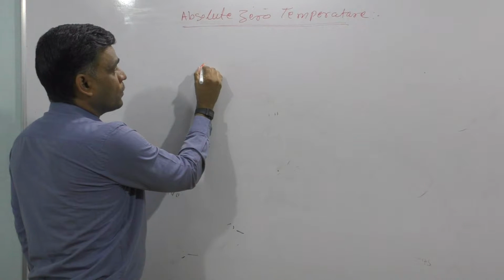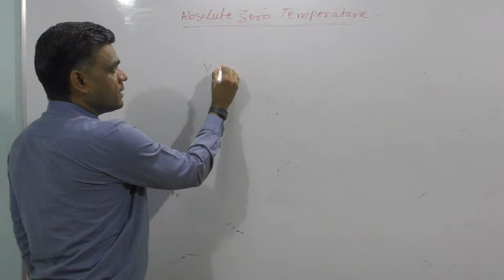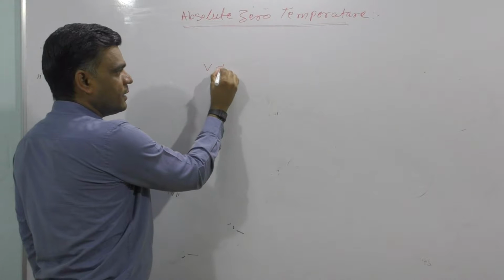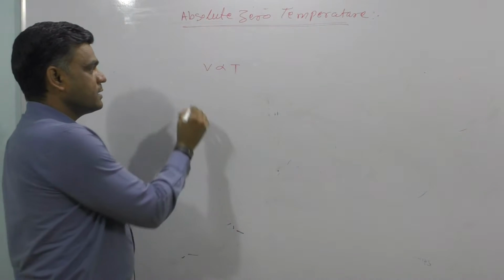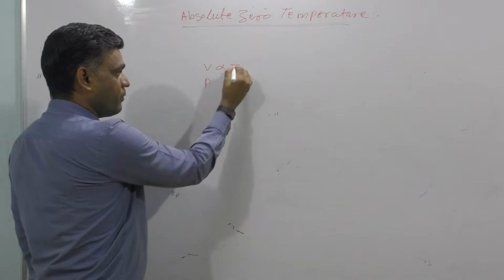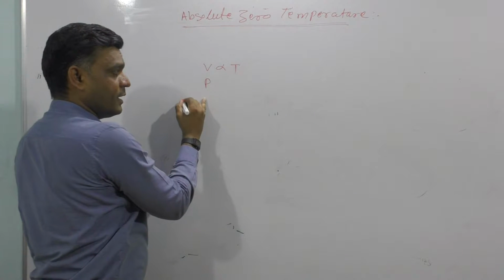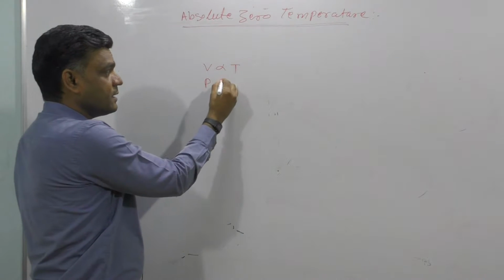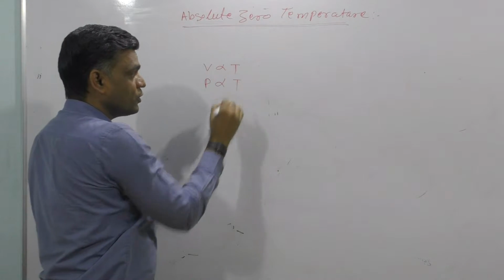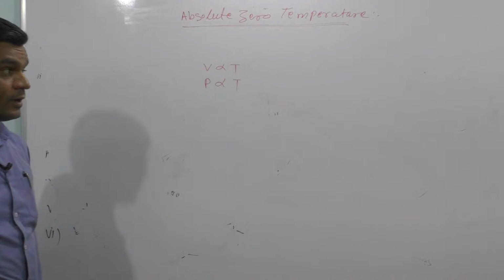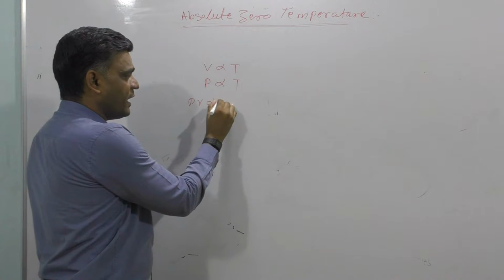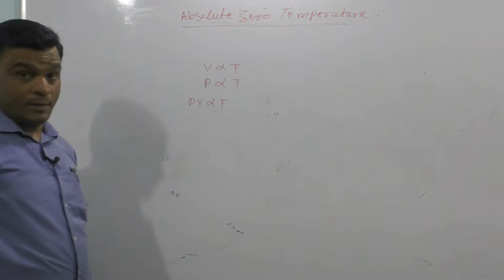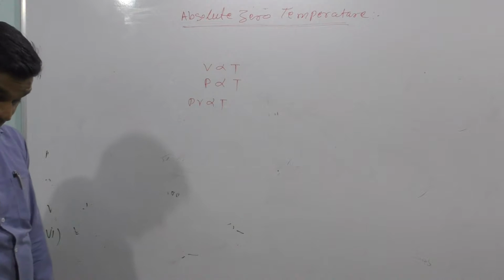we know the volume of the gas is directly proportional to temperature. Similarly, when P is constant, the pressure of the gas is also directly proportional to the temperature. Okay, then simply P and V, both are directly proportional to the temperature of that gas.